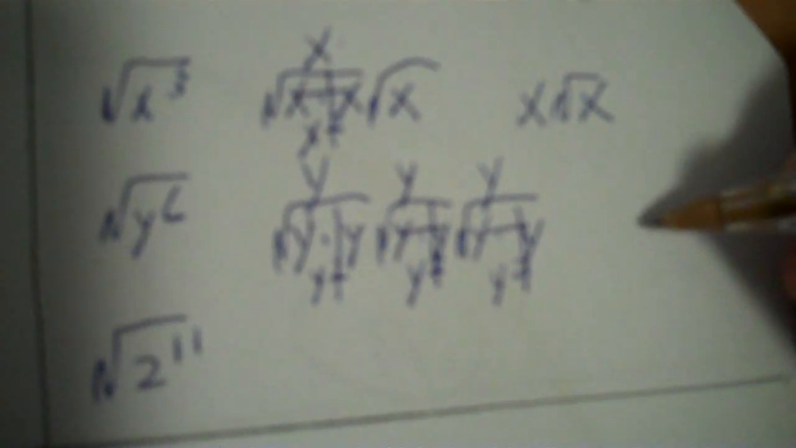Now y to the 6, y times y times y times y times y times y. So 2 at a time. So y times y is y squared, but the square root and the second power cancel, giving me the full y factor. Y squared, the square root cancels, full y factor. Y squared, y factor. So there's 3 full y factors and there's no square root left over. So that y to the third goes out.